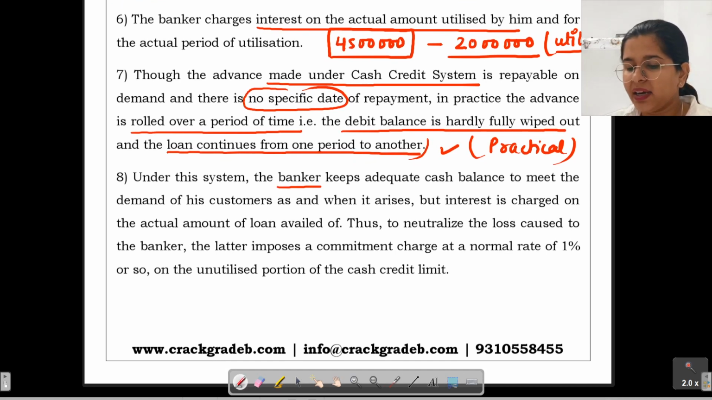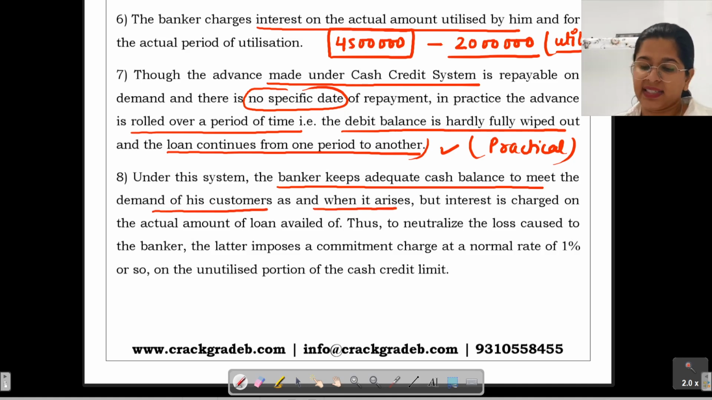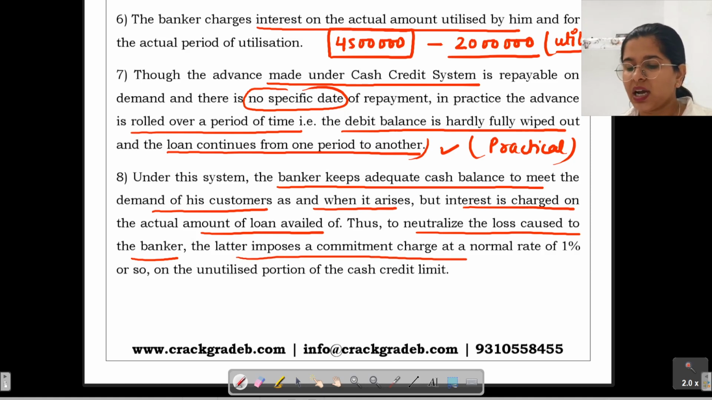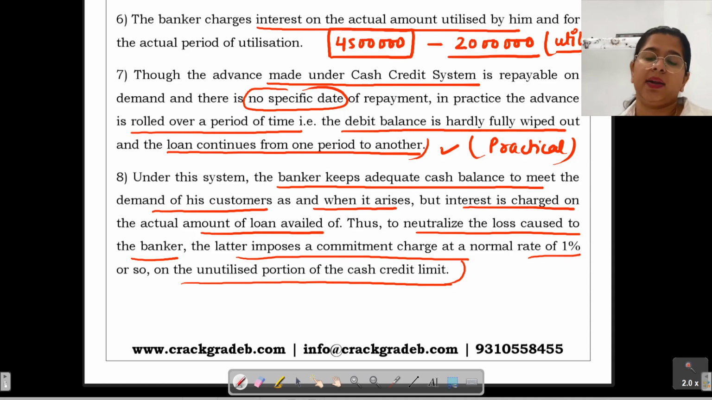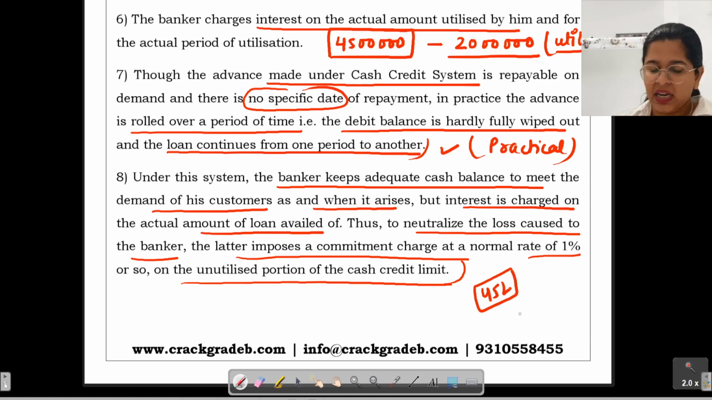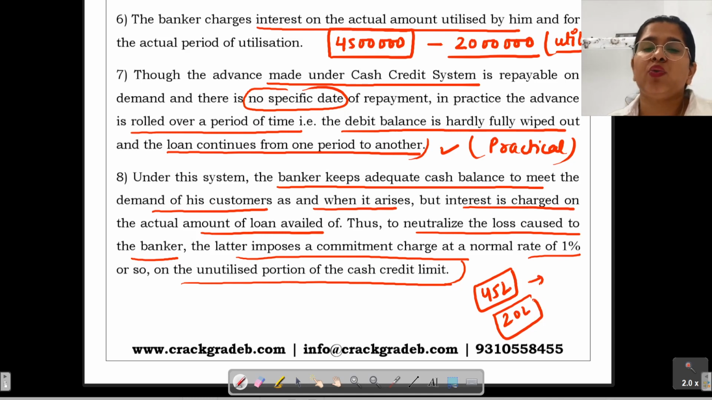Under this system, the banker keeps adequate cash balance to meet the demand of his customers as and when it arises. But when interest is charged on the actual amount of loan availed of, thus to neutralize the loss caused to the banker, the latter imposes a commitment charge as well, on the unutilized portion of the cash credit limit. See, the bank has allowed you a 45 lakhs worth of cash credit limit. You are utilizing only 20 lakhs, but still the banker has committed. If tomorrow you are going and you are suddenly withdrawing 25 lakhs more, then obviously the bank has to honor your request. ठीक है, बैंक मना तो नहीं कर सकता.